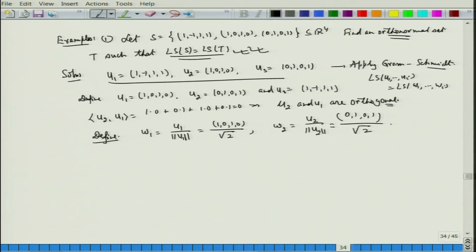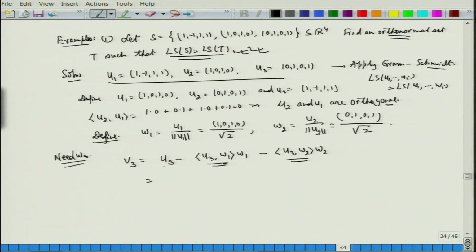Alright. Now I have to look at what is W3. So we need W3, and we look at what is called V3. What was V3? V3 was U3 minus the components in the different directions. So this is the component in the direction of W1, and similarly I have U3 minus the component along W2. So remove the components in the directions W1 and W2.